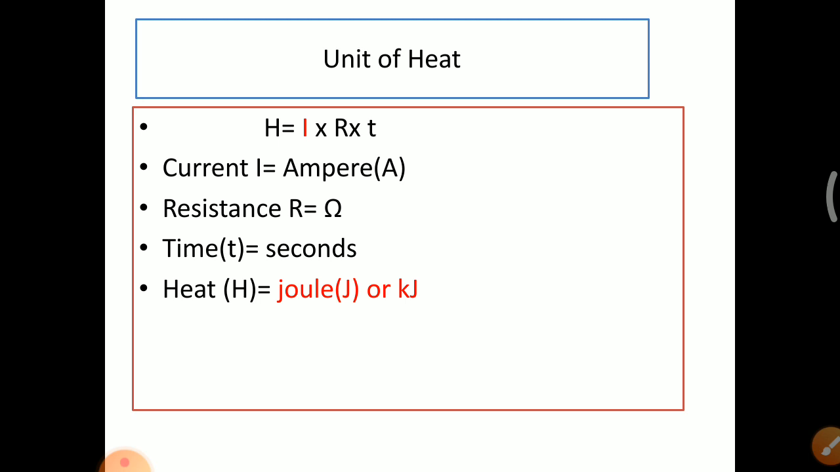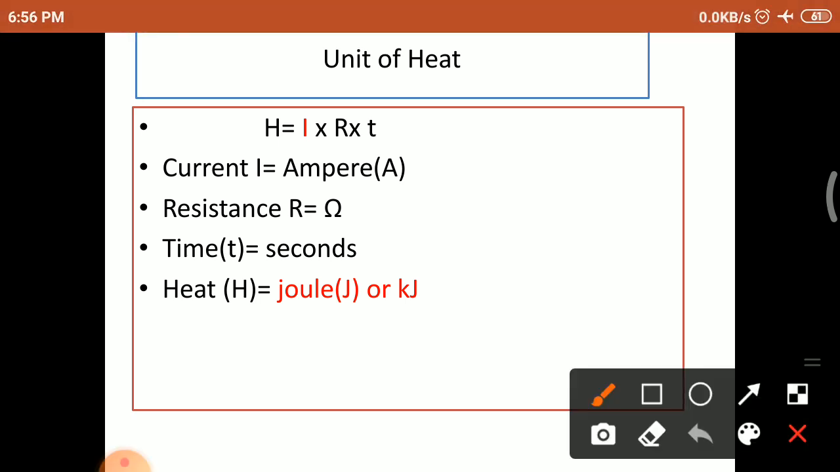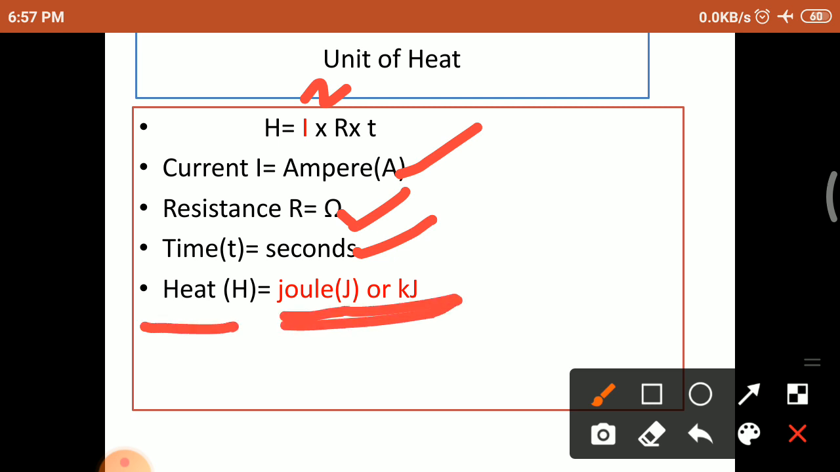So what is the unit of heat? H equal to I squared RT. You know the SI unit of current is ampere, resistance is ohm, time is second. So the unit of H, the heat, is joule or kilojoule. Joule or kilojoule is the unit of heat.